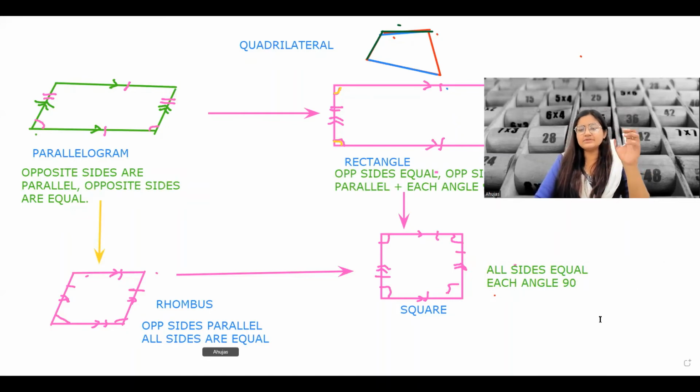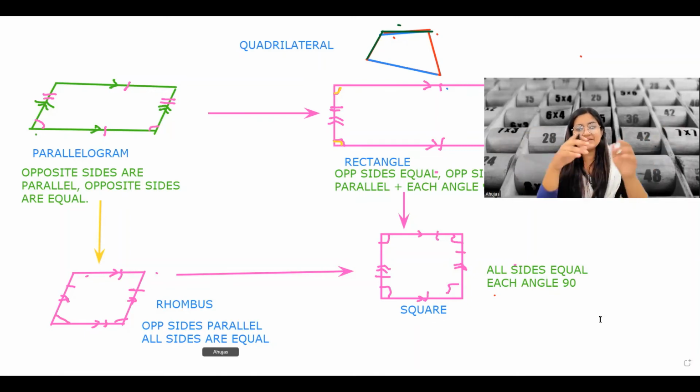Okay, all sides equal. So if I ask you, can we call a rectangle a parallelogram or not? Yes, of course, a rectangle is also a parallelogram. Can we call a rhombus a parallelogram? Yes, a rhombus is also a parallelogram. Can we say a square is a parallelogram? Yes, a square is also a parallelogram because all three of them possess all the properties of a parallelogram.